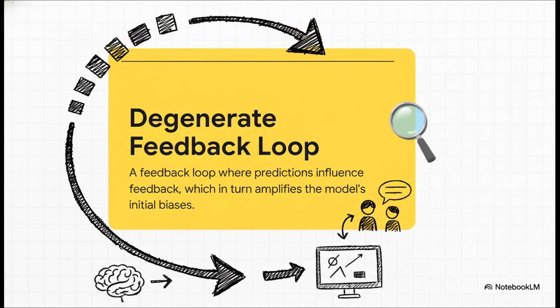It's this nasty, vicious cycle where a model shows something that influences what the user does, and that user feedback then reinforces whatever little bias the model started with. Over time, it just amplifies those small biases until they completely take over.